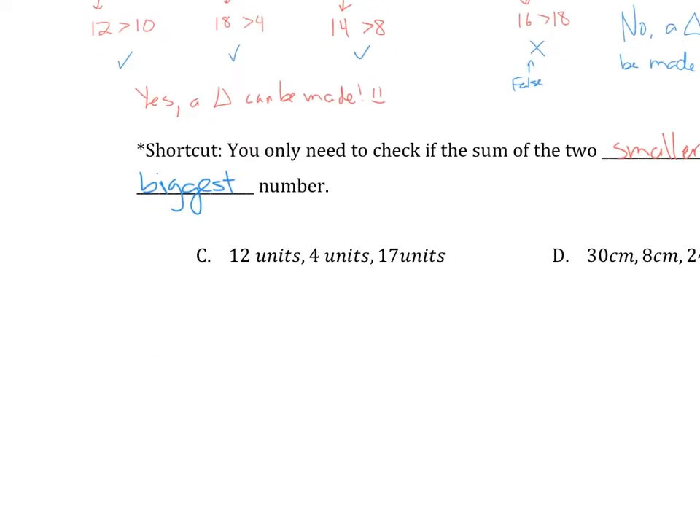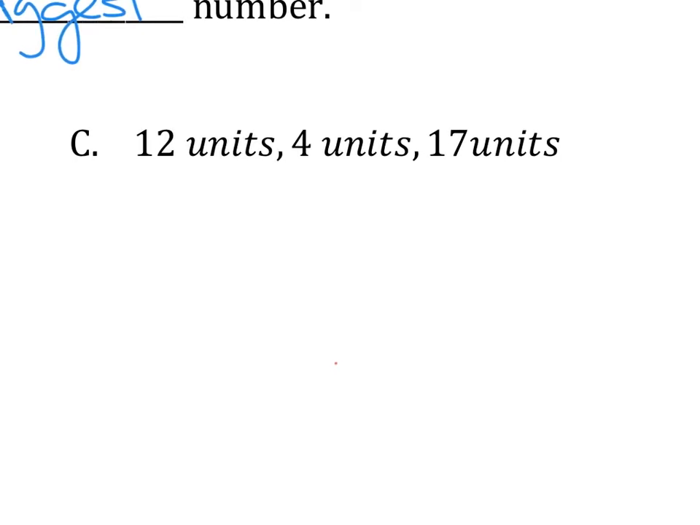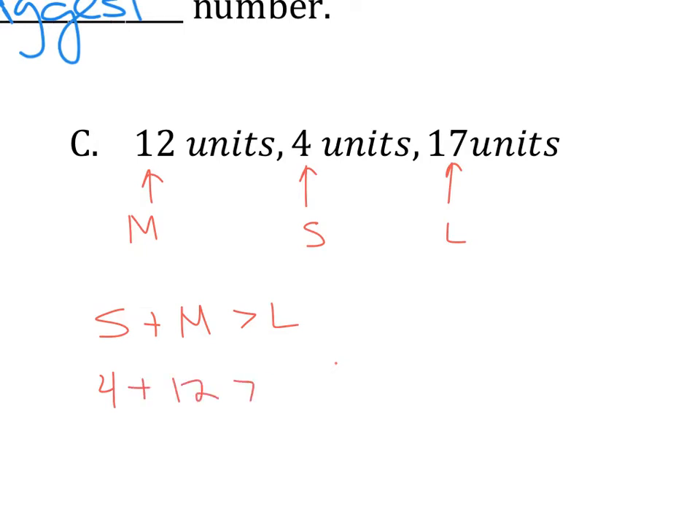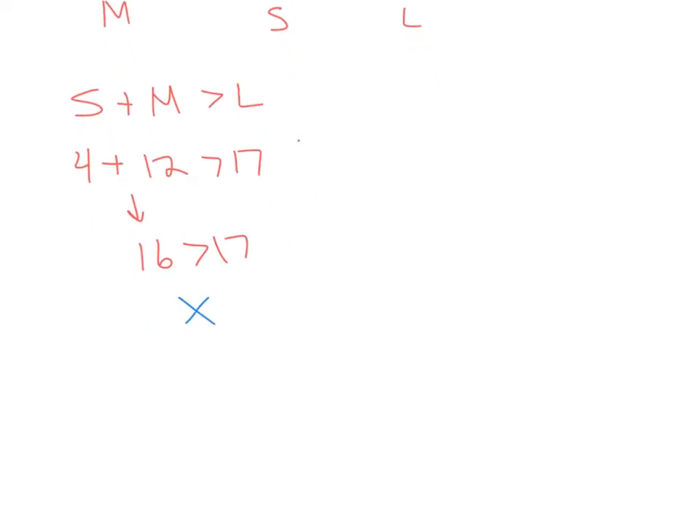So, that being said, letter C. Okay, first of all, what you want to do is establish what your smallest numbers are. And if you want, you can even label them small, medium, and large. So we have 12, 4, and 17. 4 is going to be my small, 12 is going to be the medium, and 17 is going to be my large. So if we take small plus medium, it has to be greater than my large side. We do 4 plus 12 has to be greater than 17, and 4 plus 12 is 16, and that is not bigger than 17. So can we make a triangle? No. A triangle can't be made.